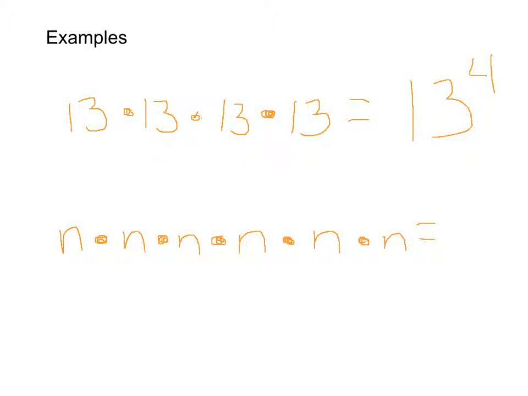I can even use this with variables too. I've got n times n times n times n times n times n. That's a lot of n's, but n can also be my base, and I've got it 6 times, and there's my exponent, so n to the 6th power. What does n stand for? Well, you can evaluate that variable later. We don't have to do that right now.